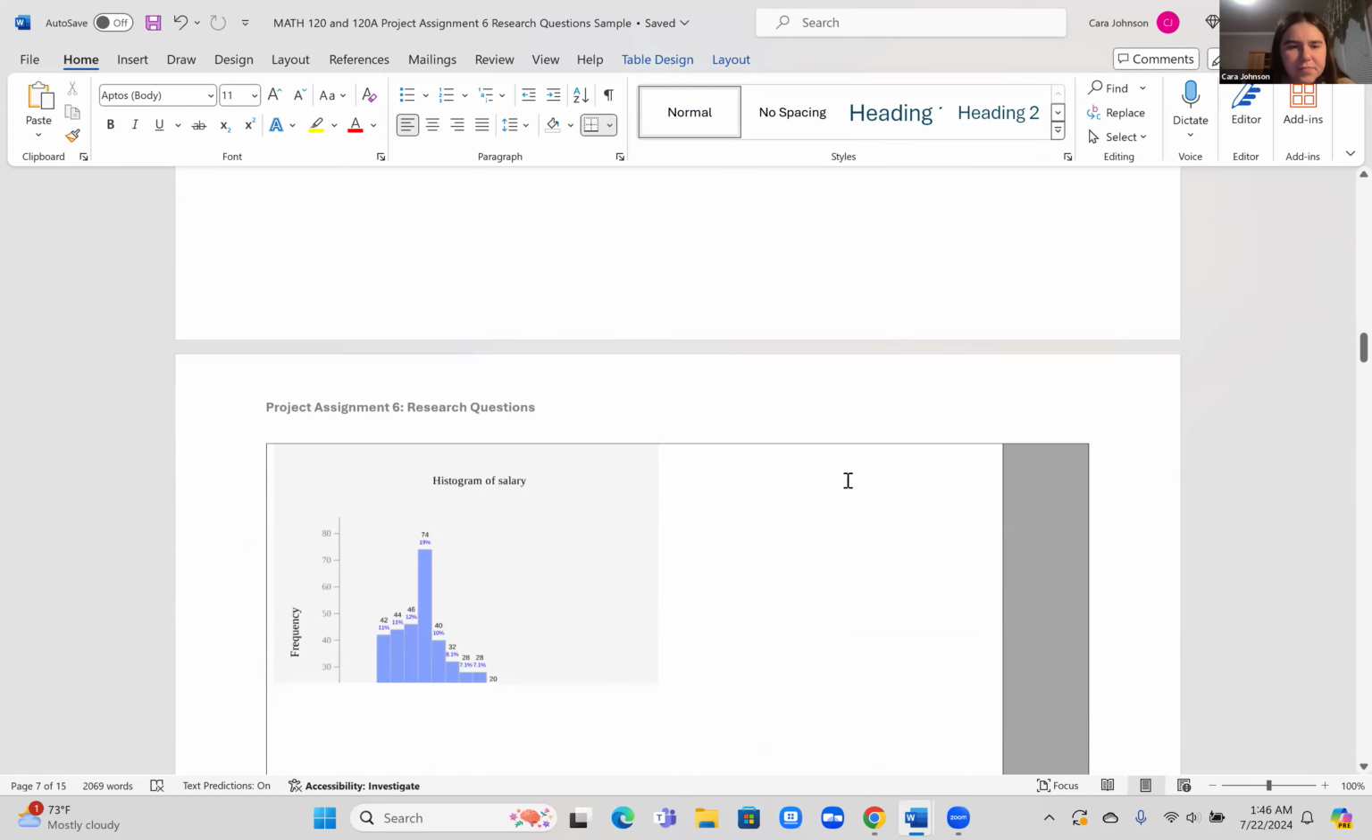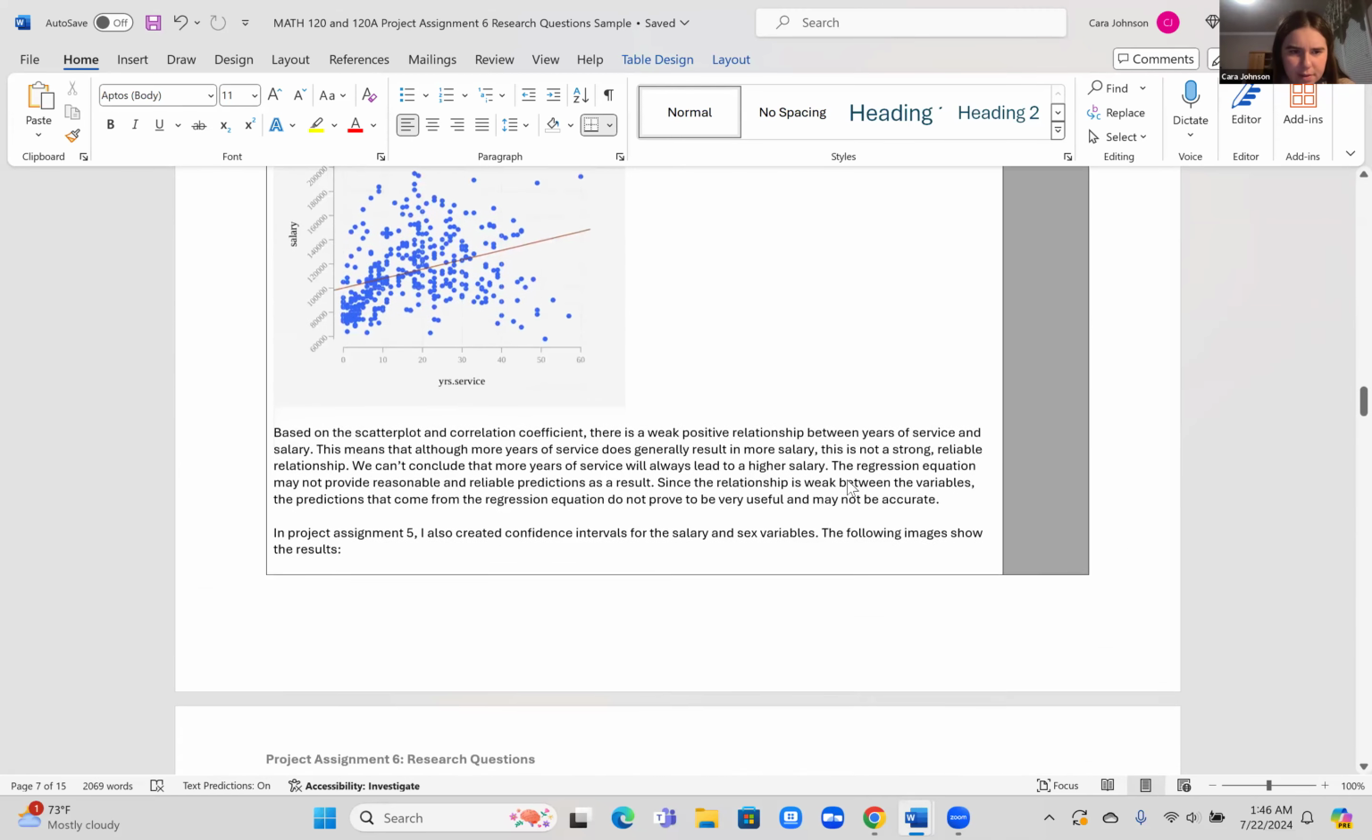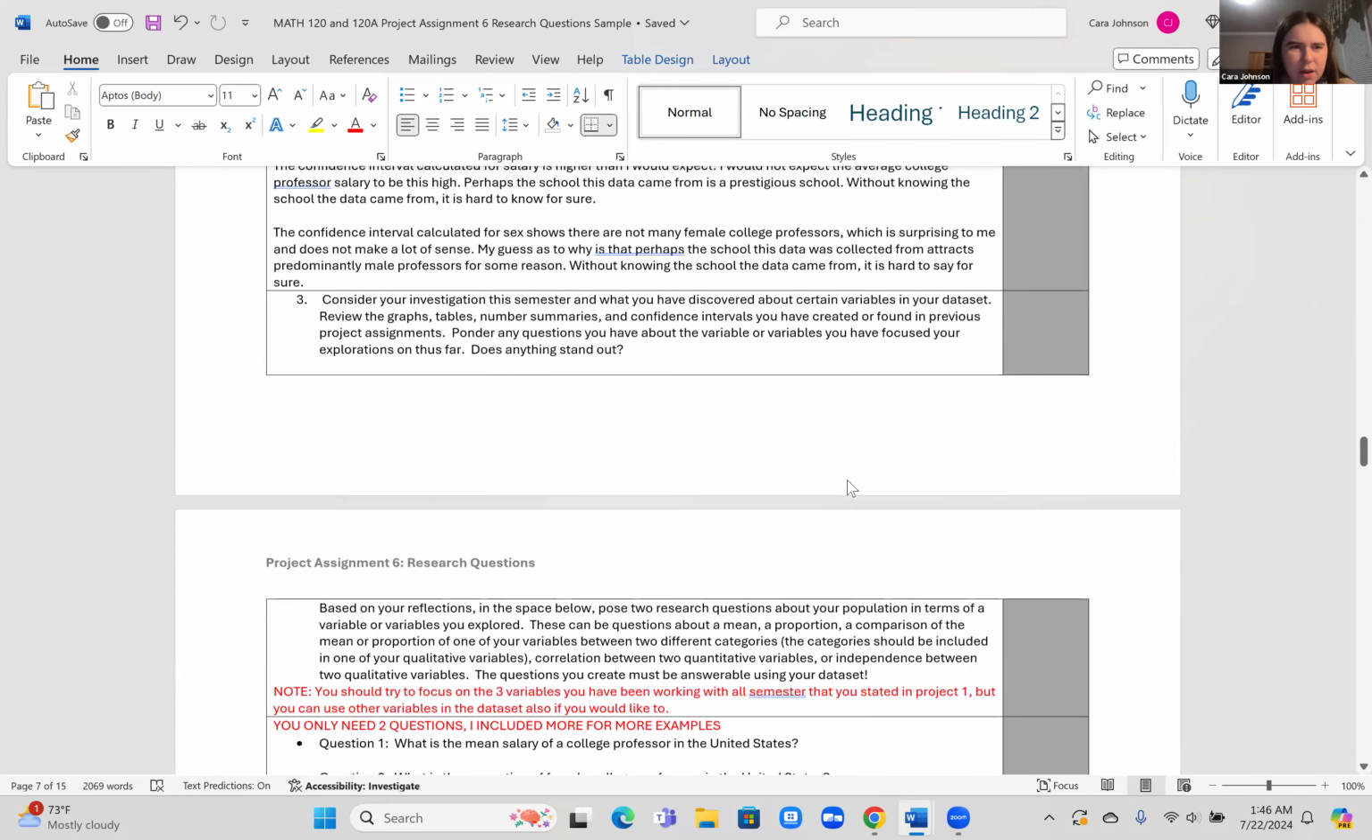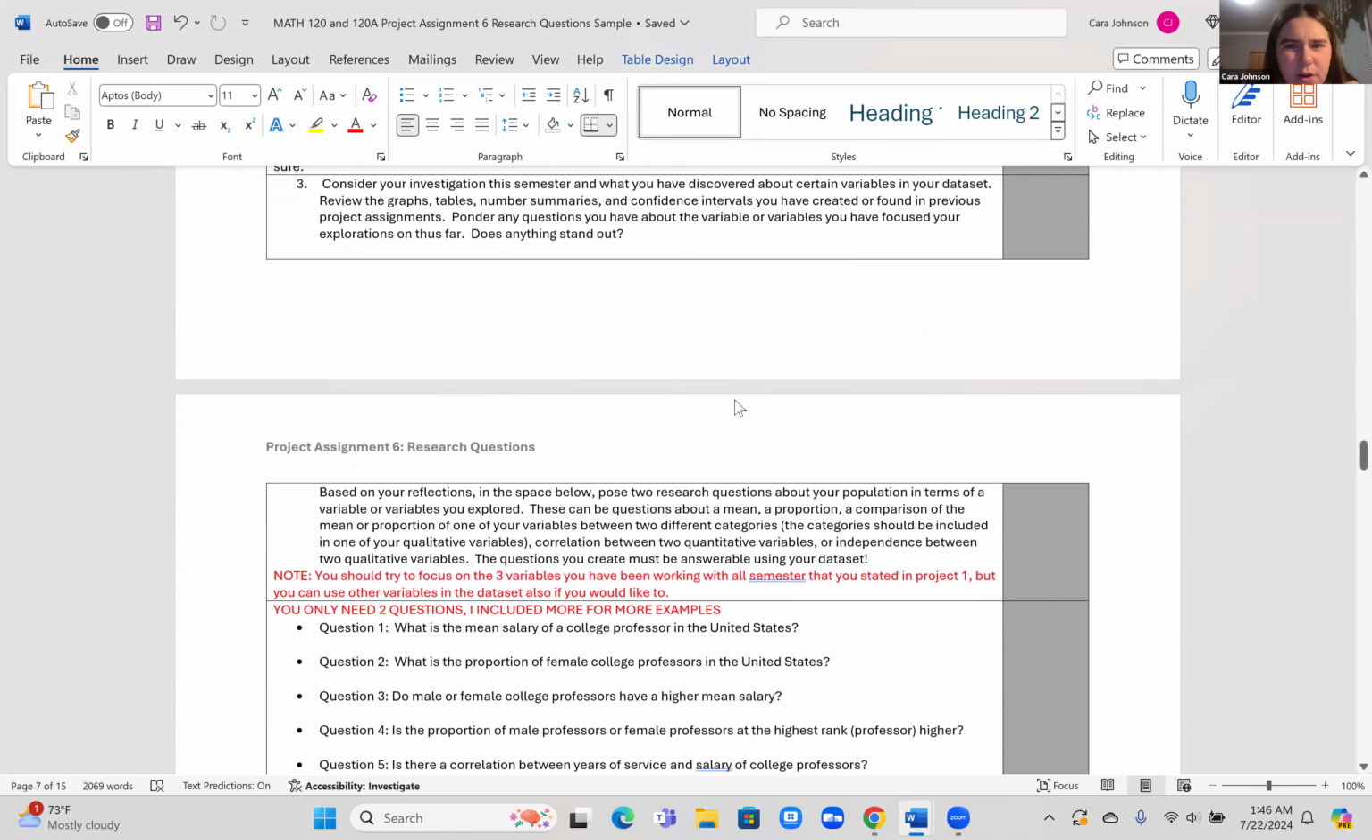Okay. Question 3 on here. Consider your investigation this semester and what you've discovered about certain variables in your data set. Review the graphs, tables, numerical summaries, and confidence intervals you've created or found in previous project assignments. Ponder any questions you have. Does anything stand out?